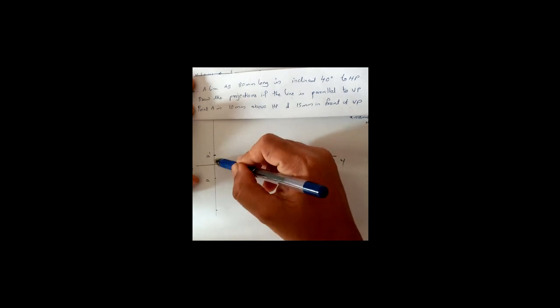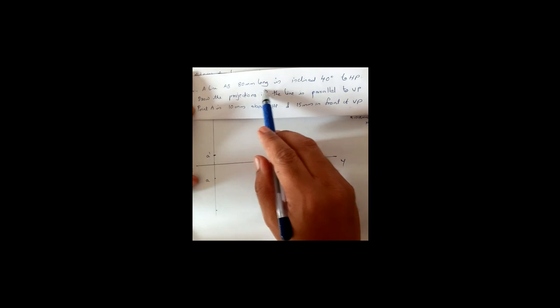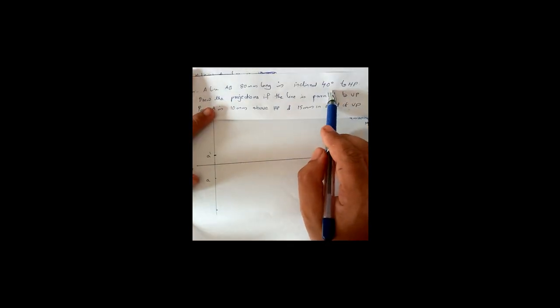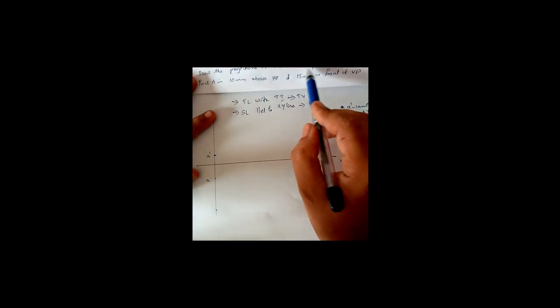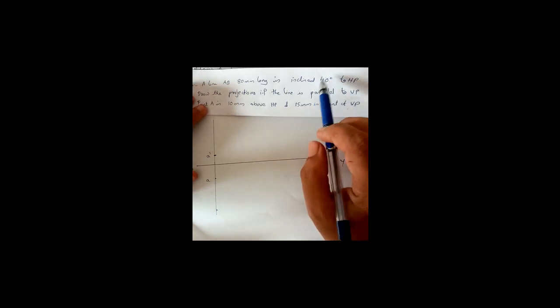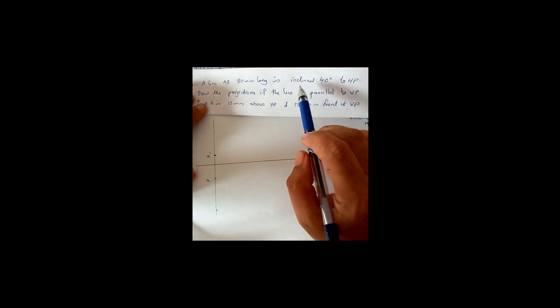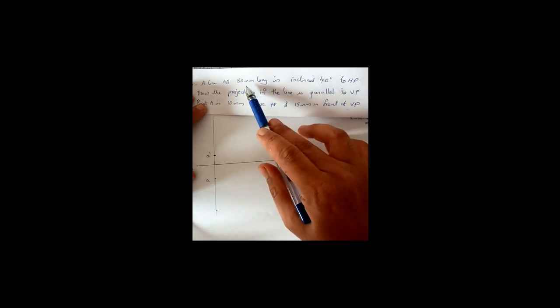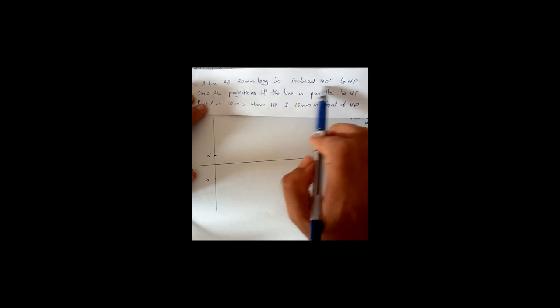This is 15 mm. Now they have given a line AB 80 mm long is inclined 40 degree to HP. So now see here, it is based on this principle. Inclined to HP and parallel to VP. So one view will be true length with the true inclination, and the other view will be shortened length parallel to XY line. So this one view is true length with the true inclination, means this 80 mm inclined to HP. HP means you can see in front view, that is front view is true length with the true inclination.